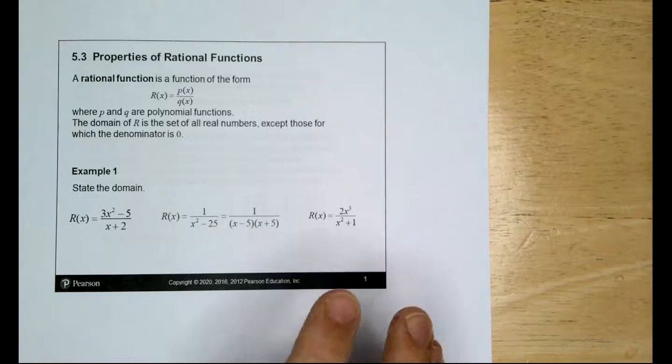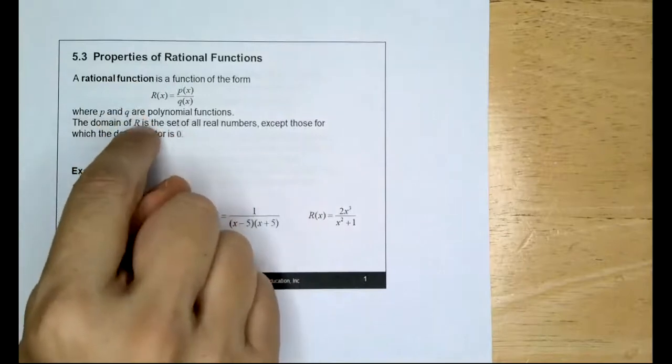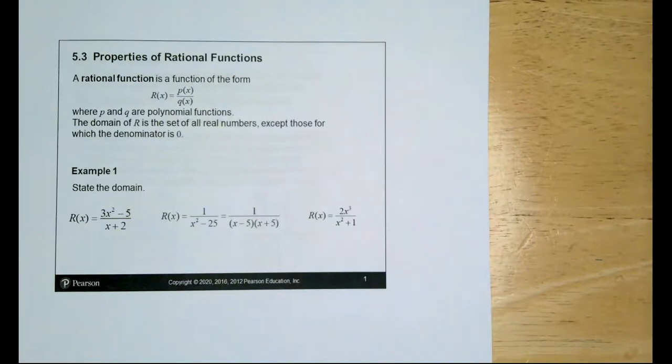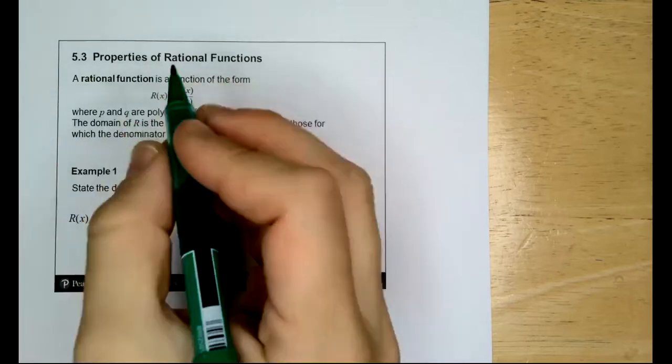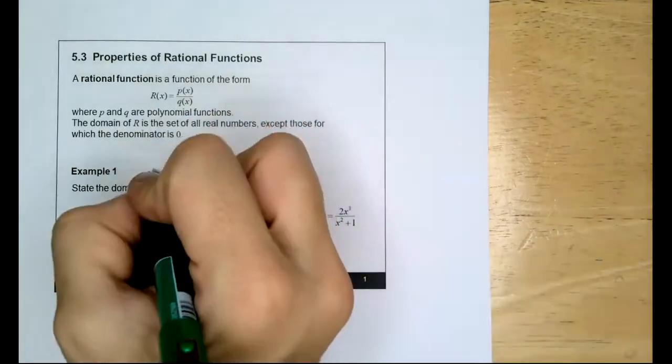A rational function is a function of the form R(x) equals P(x) over Q(x), where P and Q are both polynomials, okay? The domain of the whole thing is the set of real numbers except any number that could make the denominator 0, okay? So for A, what would make the denominator x plus 2 equal to 0?